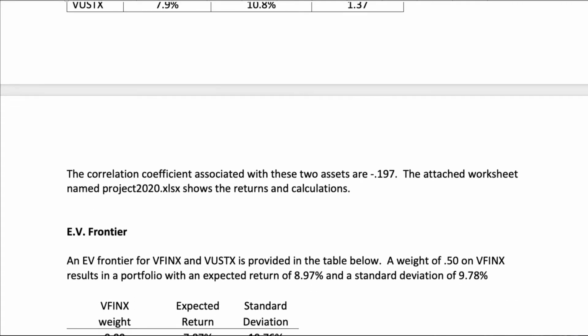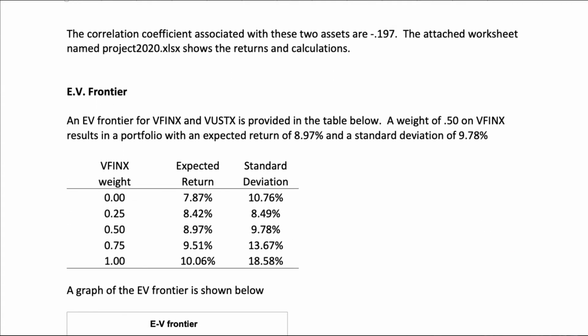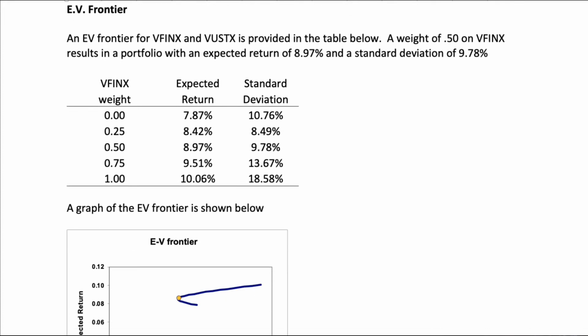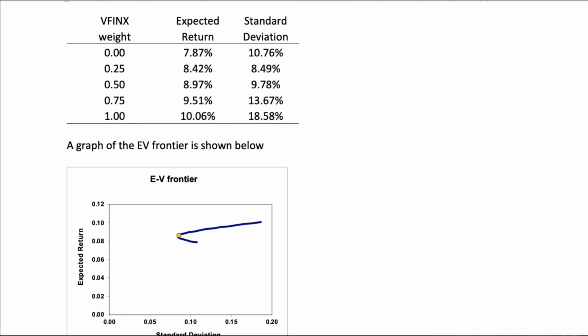Next thing I asked is for an EV frontier. If you got two assets, you can do this in the two asset case. If you got more than two assets, you could do this with our Excel sheet that calculated for three or more asset portfolios for the asset correlations. Here I give the weight on the VFINX, expected return and standard deviation, and also a graph. That graph actually came from our Excel sheet.